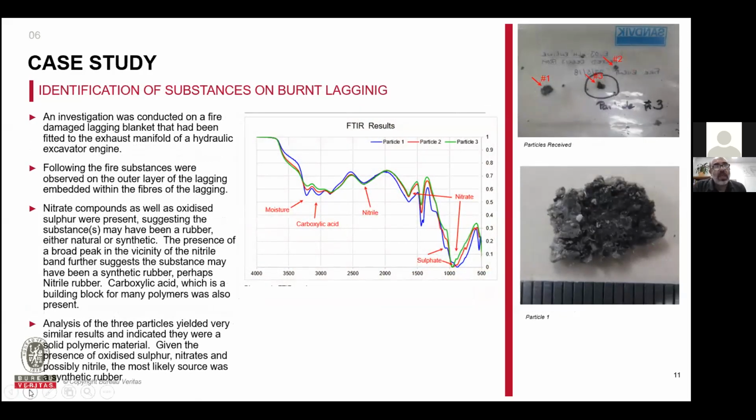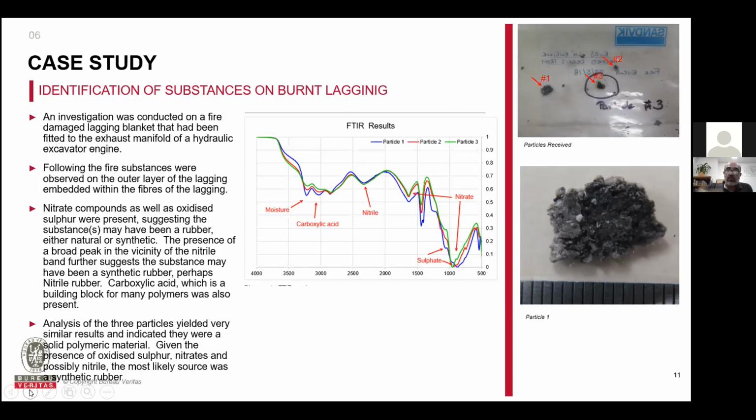This is an example where a client submitted to us some lagging that had been fitted to the exhaust manifold of a hydraulic excavator engine. There was a fire, and the lagging is there to stop the fire, but once they had extinguished it, they identified some substances caught in the fibers of that lagging. They sent it to us and we did the analysis, namely some FTIR. From the FTIR, we came to the conclusion that, given the presence of those peaks and compounds we identified, the most likely source was a synthetic rubber.